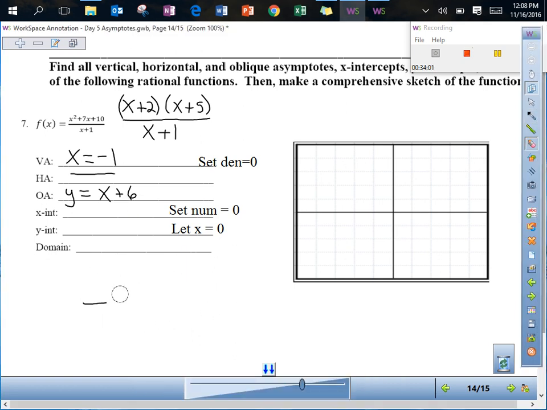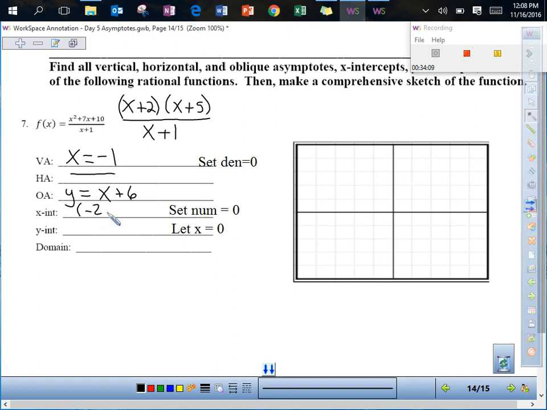To get your x-intercepts, set your numerator equal to 0. And if I do that, I'm going to get -2, 0 and -5, 0. To get your y-intercept, let x be 0, and plug it either in here or here. If you plug it into your original, you're going to get 10 divided by 1 is 10. Your domain, we can use everything except for -1.